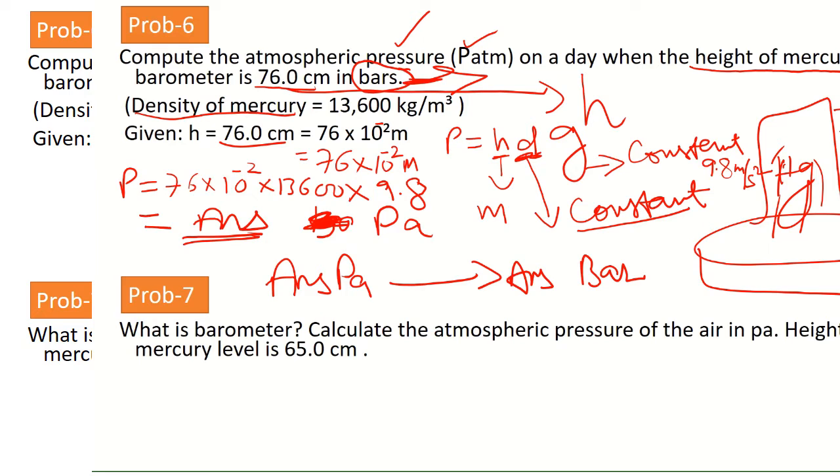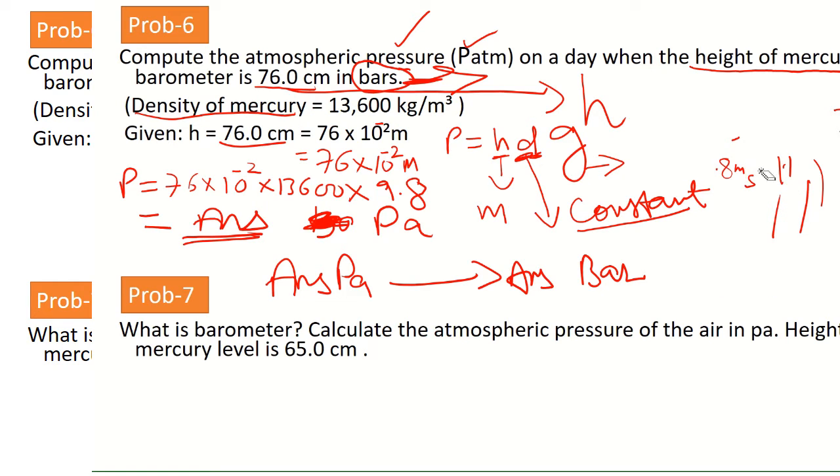by using the relation between the Pascal and the bar. The relation between the Pascal and the bar is that 1 bar is equal to 10 to the power 5 Pascal. So this is the relation. The 1 bar is 10 to the power 5 Pascal. So use this relation and then you change your answer.